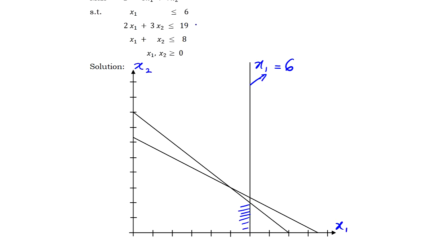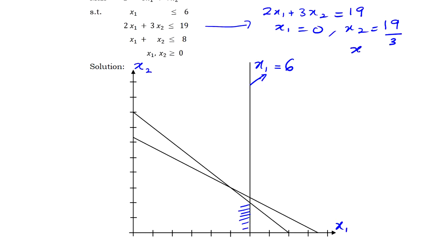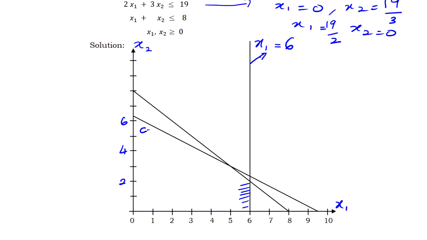Okay, second constraint, 2x1 plus 3x2 less than or equals to 19. So for this one, 2x1 plus 3x2 equals to 19. If x1 equals to 0, then x2 equals to 19 over 3. And if x2 equals to 0, then x1 equals to 19 over 2. So the constraint is here, right? So this is C2.